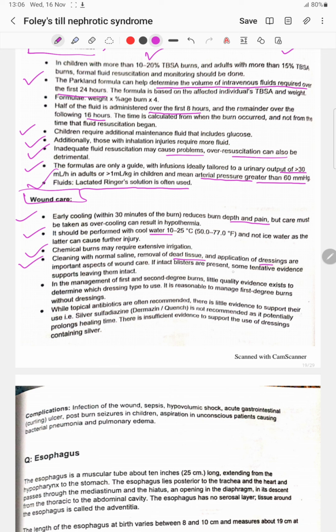If intact blisters are present, some tentative evidence suggests leaving them intact. In the management of first and second degree burns, little quality evidence exists to determine which type of dressing should be used. It is reasonable to manage first degree burns without a dressing, and while topical antibiotics are often recommended, there is little evidence to support their use, such as silver sulfadiazine and Dermazine or Quench, which is not recommended, as it potentially prolongs the healing time. There is insufficient evidence to support the use of dressings containing silver.